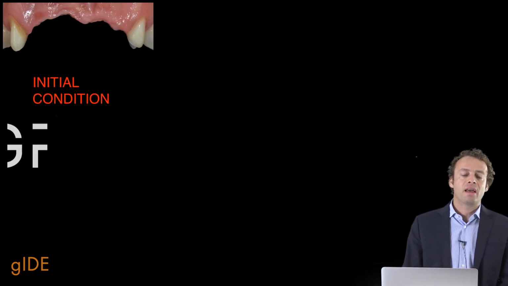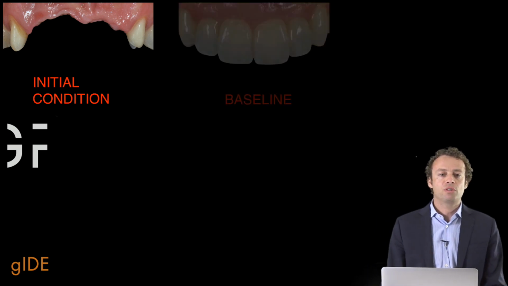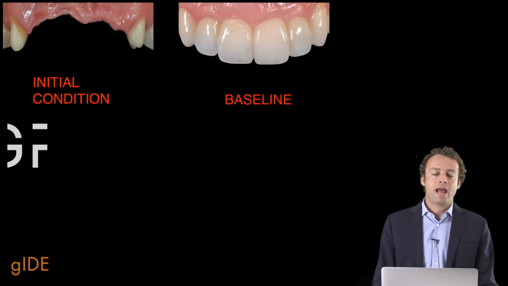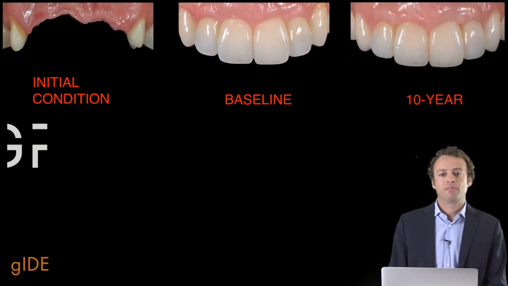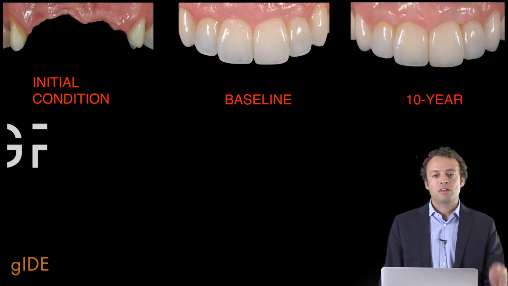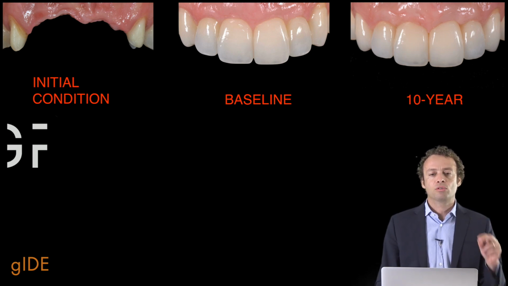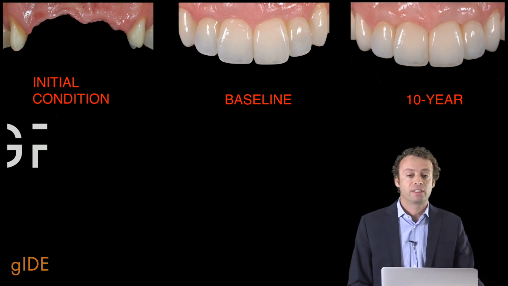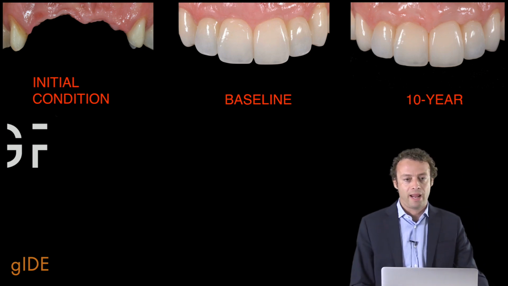Here we can see the initial conditions, so the situation of the patient before the treatment. Here we have the baseline when we delivered the final restorations, and here is the follow-up after 10 years. 10 years after a GBR procedure that provided not only a horizontal but also a vertical rehabilitation thanks to the surgery of Dr. Emilio Maschera from Milan.